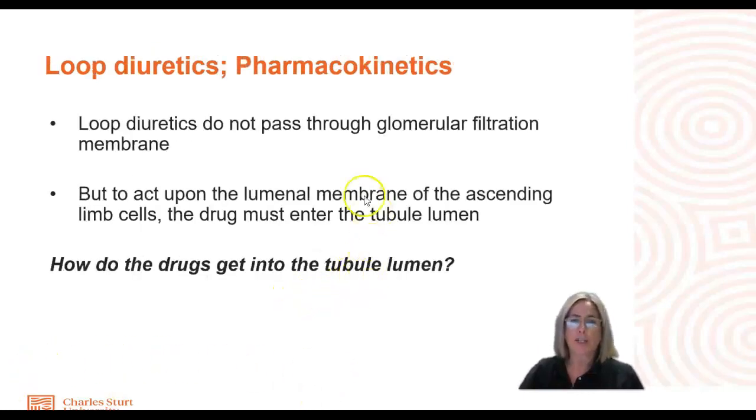Now, loop diuretics don't pass through the glomerular filtration membrane, so they're not filtered. But to act upon the luminal membrane of the ascending limb cells, the drug must enter the lumen tubule. So how do you think the drug gets into the tubule lumen? So I think everybody will be getting this correct as well. It's via tubular secretion into the filtrate.